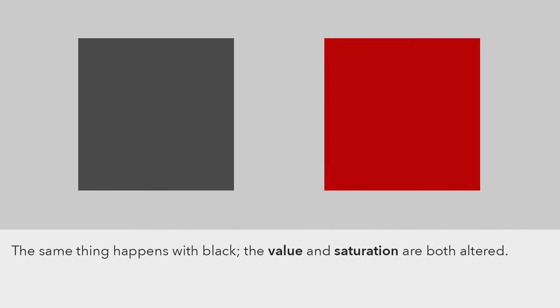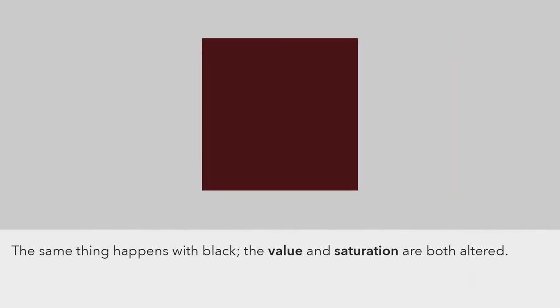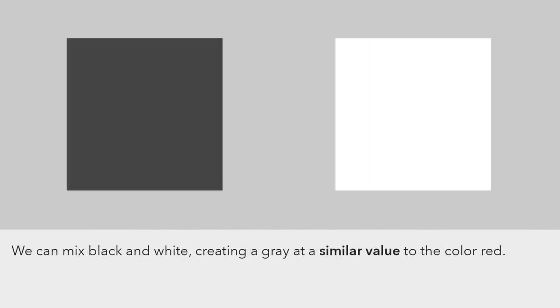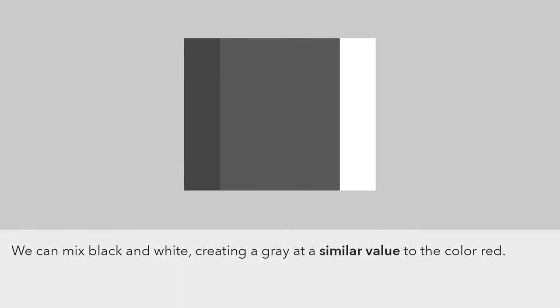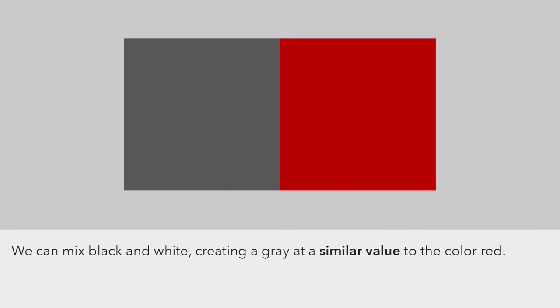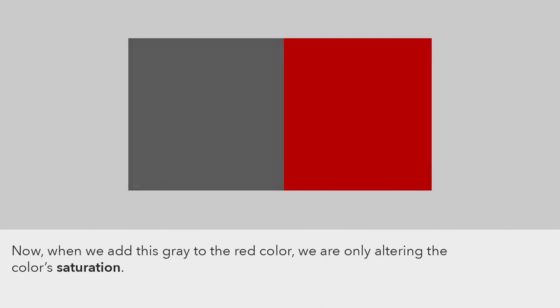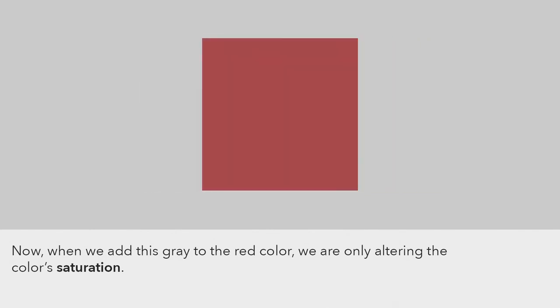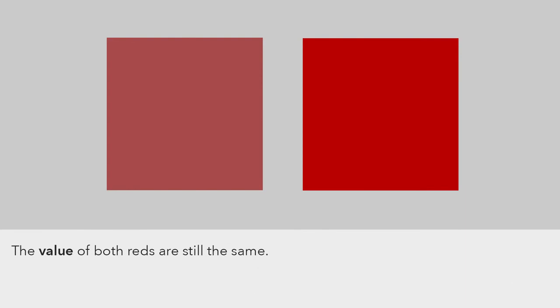The same thing happens with black. The value and saturation are both altered. We can mix black and white, creating a gray at a similar value to the color red. Now, when we add this gray to the red color, we are only altering the color's saturation. The value of both of the reds are still the same.